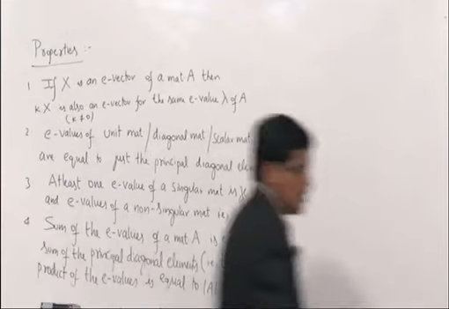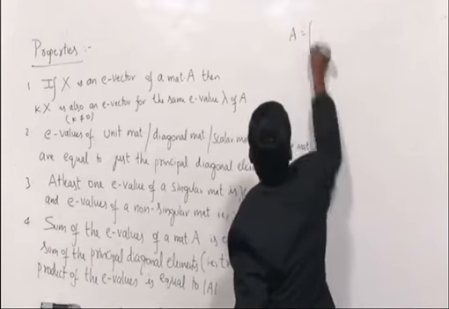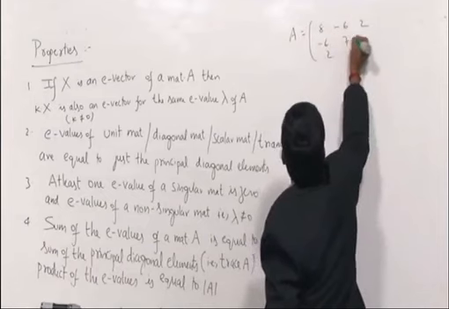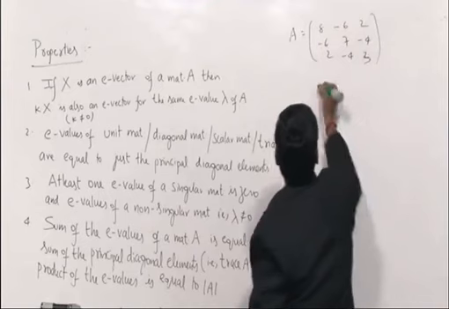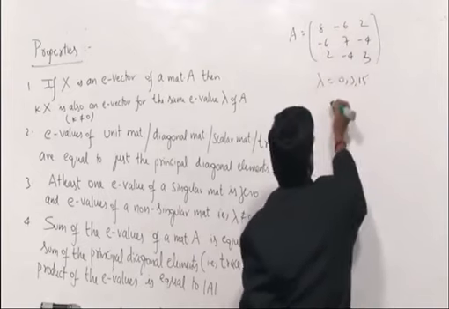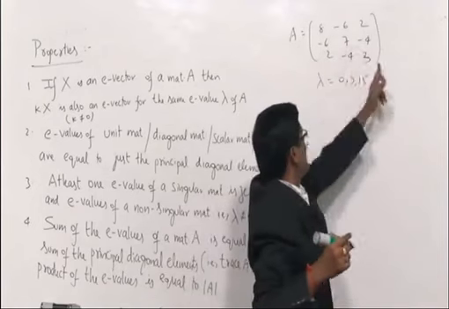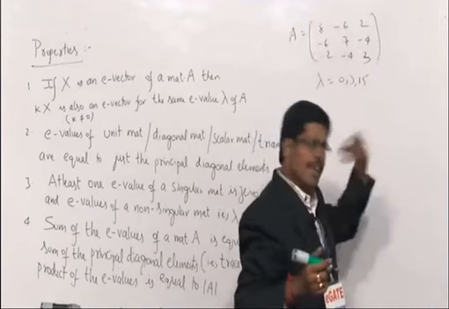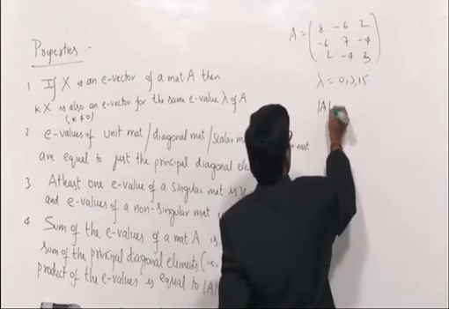What is our today's first problem? A is equal to 8 minus 6 2, minus 6 7 minus 4, 2 minus 4 3. Lambda values we got 0, 3, 15. Now what is sum of the eigenvalues? 0 plus 3 plus 15, 18. Sum of the diagonal elements, that is trace of the matrix, 8 plus 7 plus 3, 18. Take any matrix.